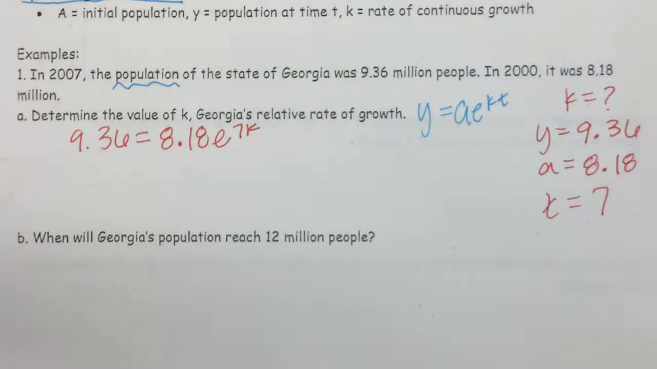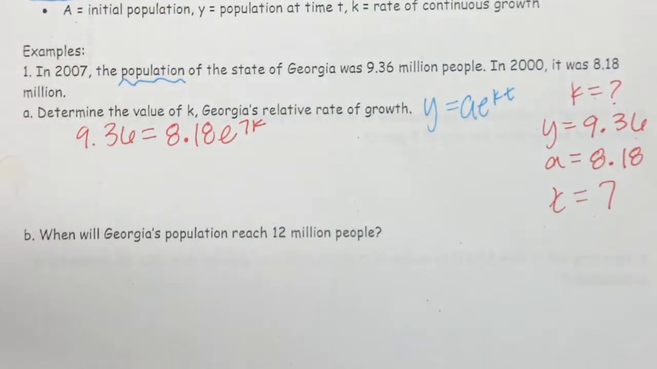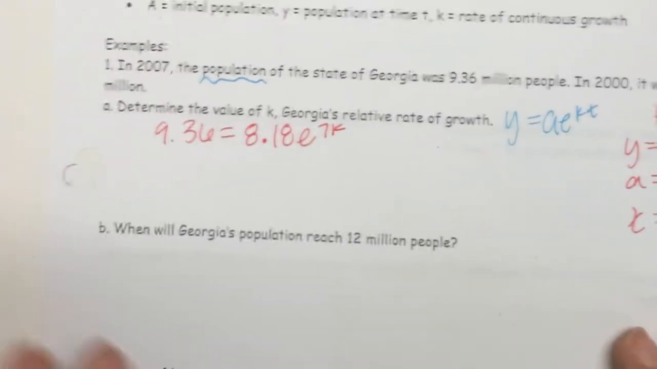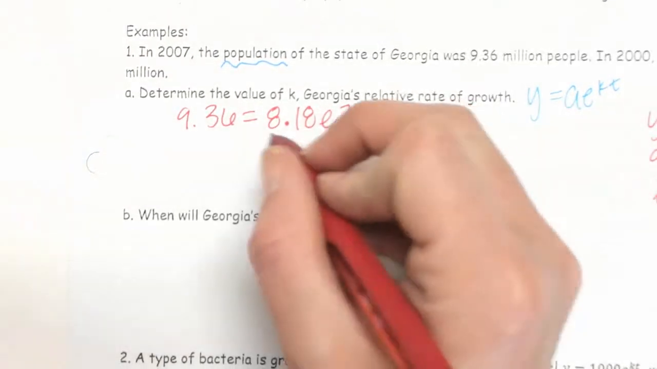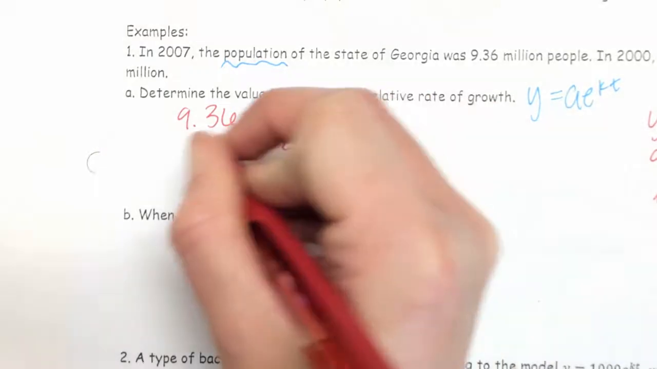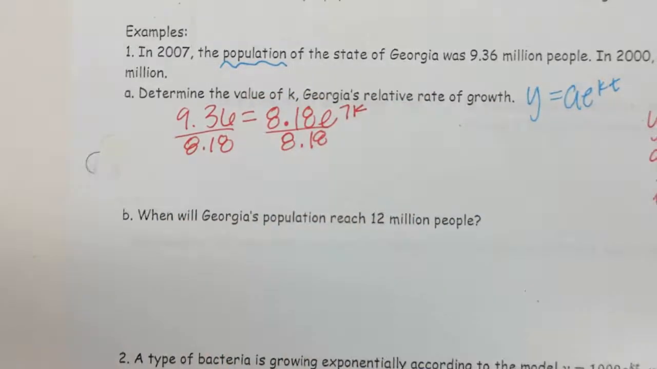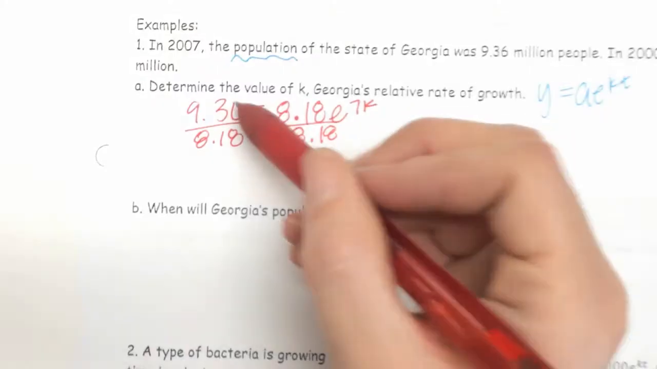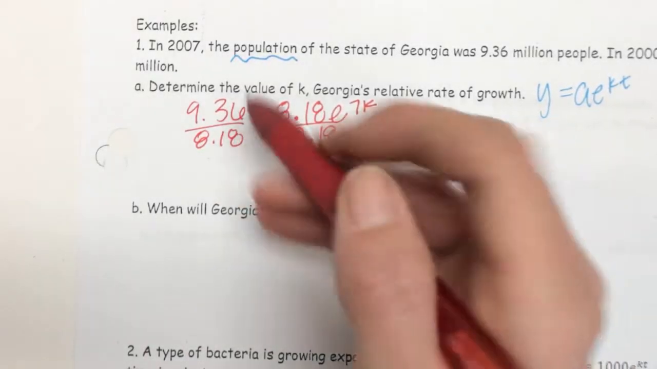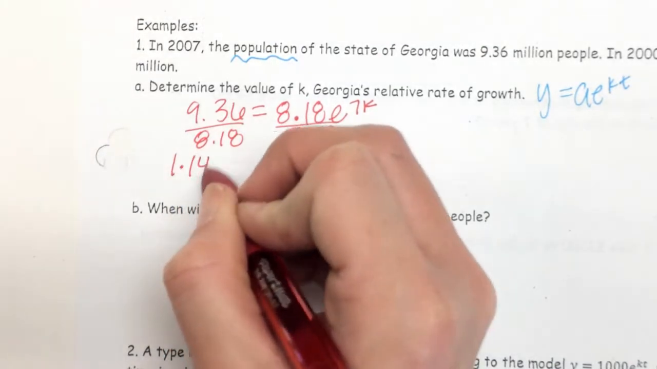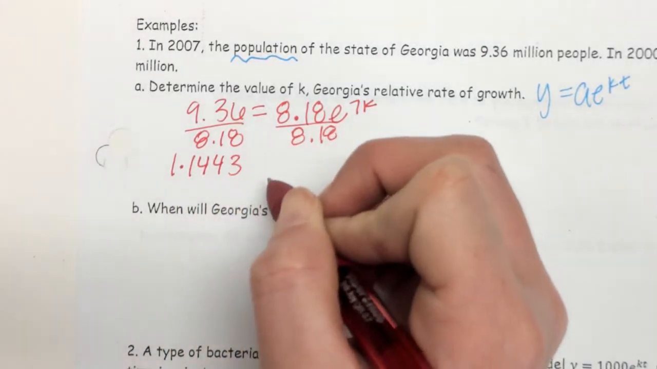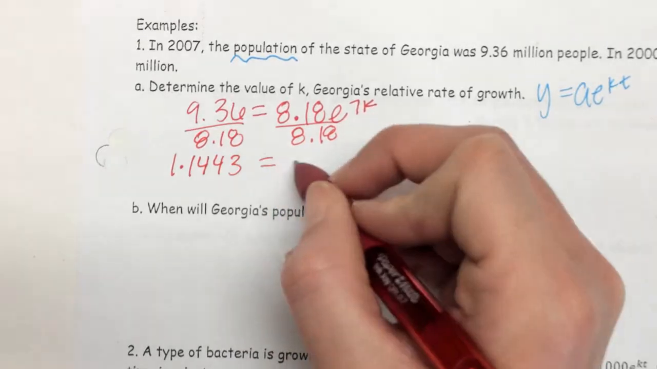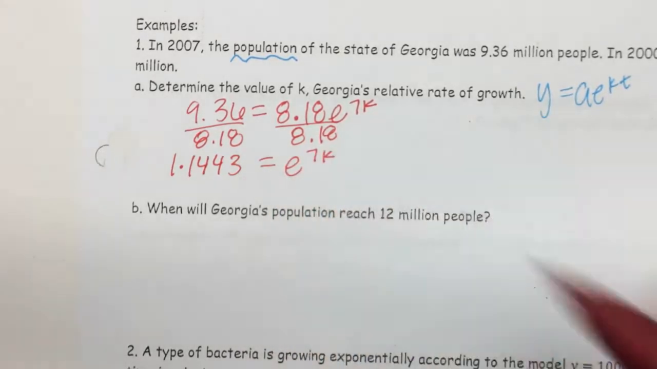7k. Very good. Now we need to solve for what letter here? So we need to get what by itself? E first, then K. So how do I get E by itself? Good. Go ahead and do that. And make sure we round to the nearest 10,000th on this. Somebody tell me what this is when we divide. Did she round correctly? Very good. So this side would equal e to the 7k.